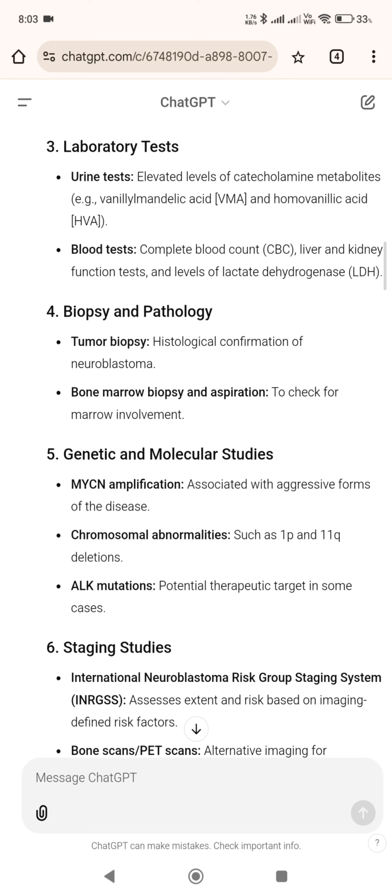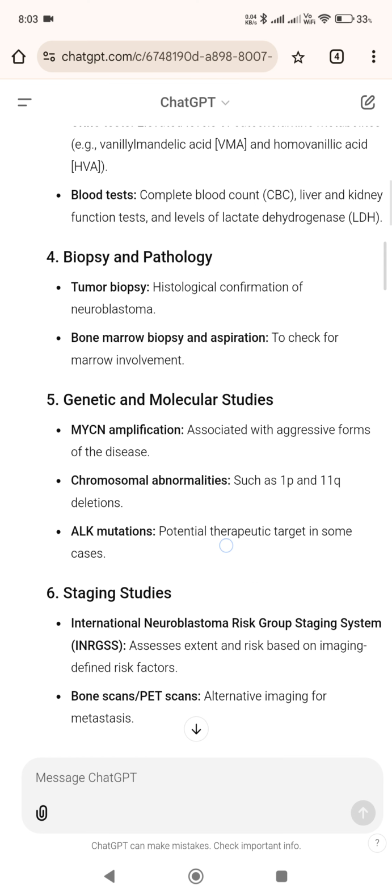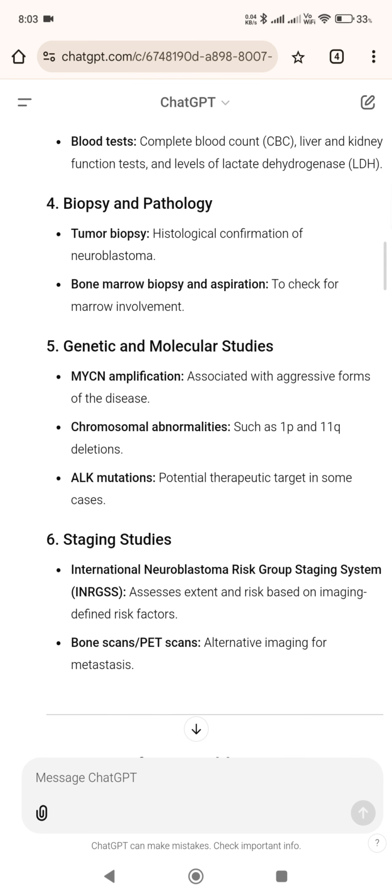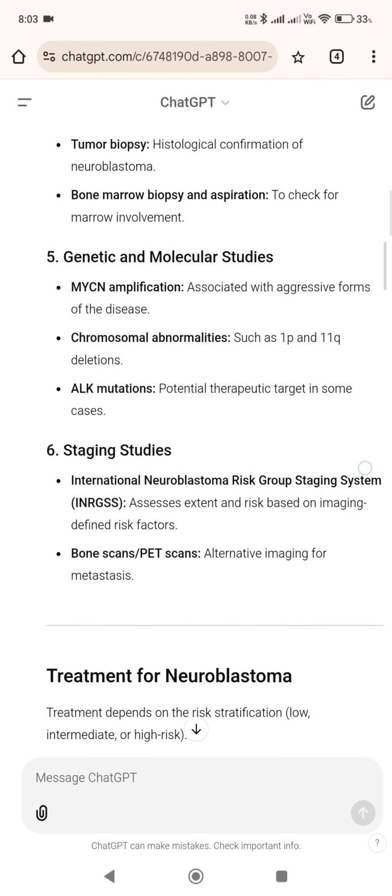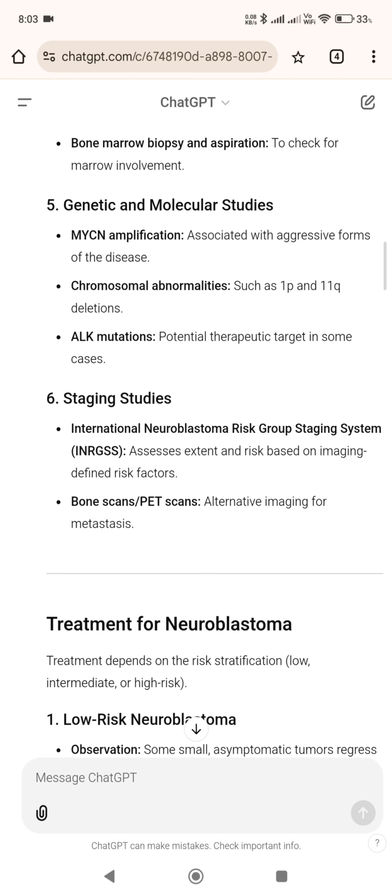4. Biopsy and pathology. Tumor biopsy: histological confirmation of neuroblastoma. Bone marrow biopsy and aspiration to check for marrow involvement. 5. Genetic and molecular studies. MYCN amplification: associated with aggressive forms of the disease. Chromosomal abnormalities, such as 1p and 11q deletions. ALK mutations: potential therapeutic target in some cases.